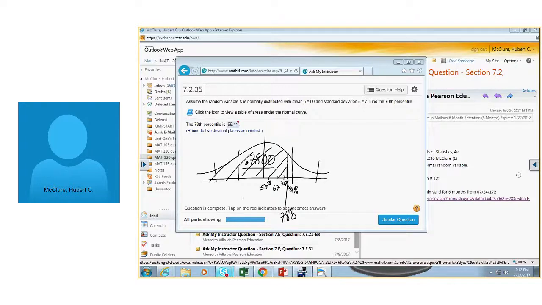So that means that everything to the left of this is 0.7800. Inverse norm 0.7800. Somebody tell me, is it going to be more than 1 or less than 1? 0.77. Less than 1, because you got it less than 1 right here. 0, 1, 2, -1, -2. So Z is equal to what? 0.77. Now, x equals sigma z plus mu. And mu is 50. And Z is 0.77. And standard deviation is 7.